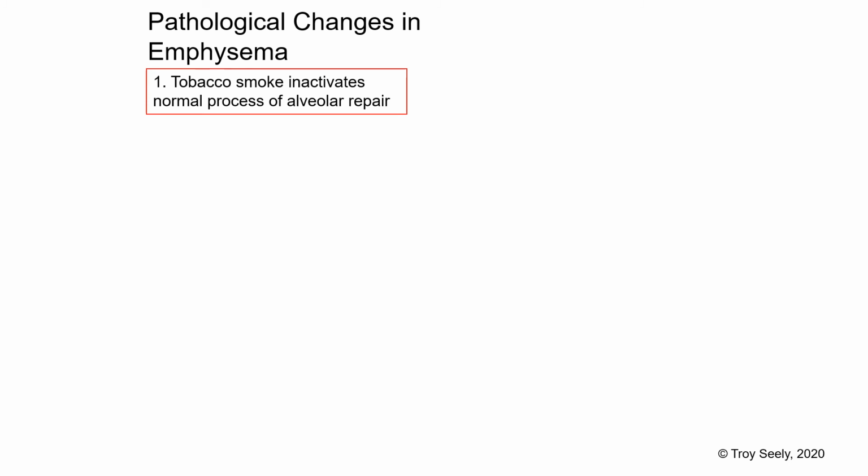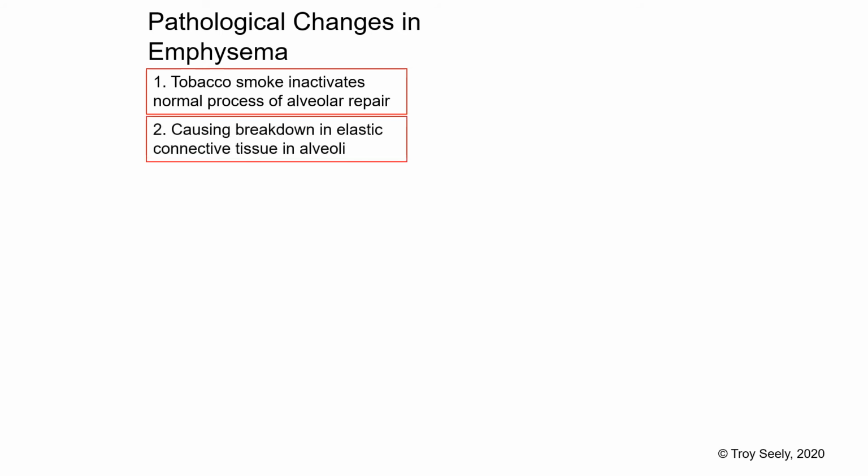Pathological changes that are involved in emphysema. Again, our patient, who is an ongoing cigarette smoker, they're going to be bringing in this foreign material, smoke, into the lungs, and tobacco smoke inactivates the normal process of alveolar repair. If you consider that your alveoli are going to be active every time you're breathing, there's going to be some turnover. There has to be some maintenance. Tobacco smoke actually inactivates this process. So as a result, you have the breakdown in the elastic connective tissue in the alveoli. Your elastin is starting to break down.